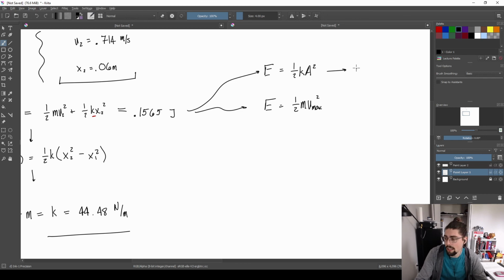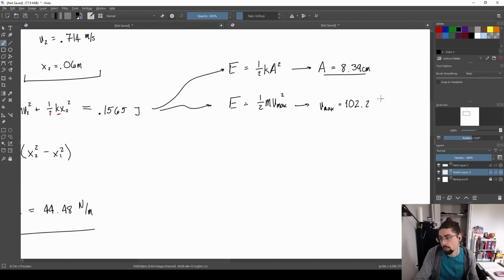That means that the amplitude we should find is 0.0839 meters, or 8.39 centimeters. Final conversion back into our centimeters. Vmax, similarly, comes out to be 102.2 centimeters per second. And there we are.